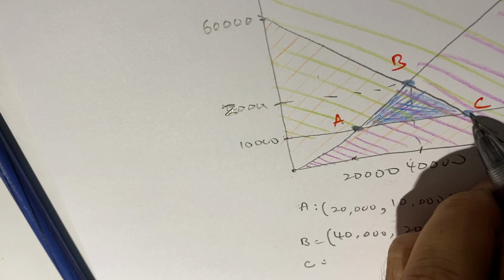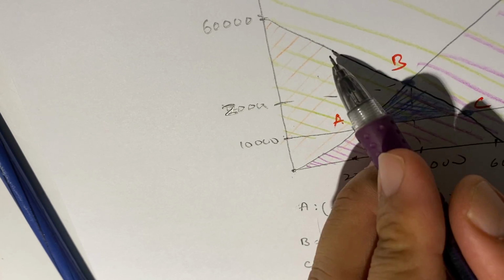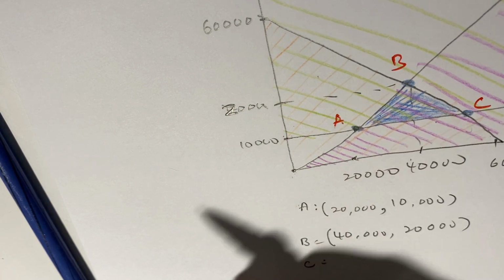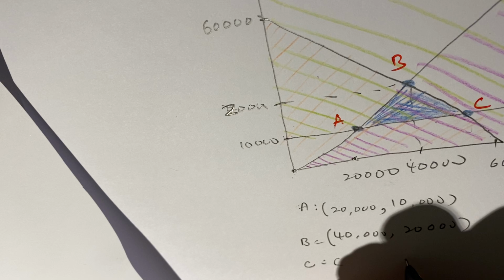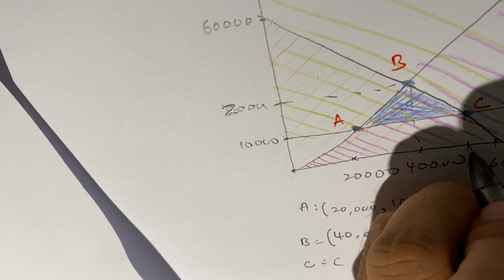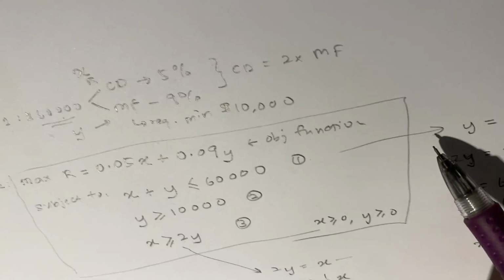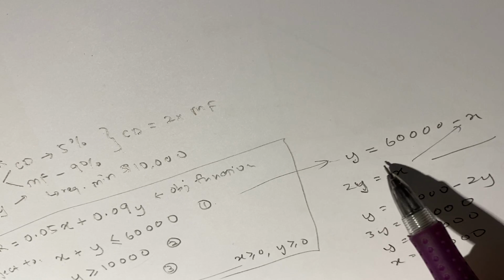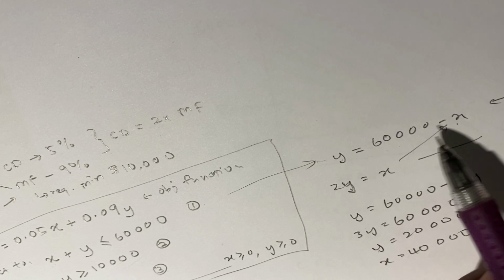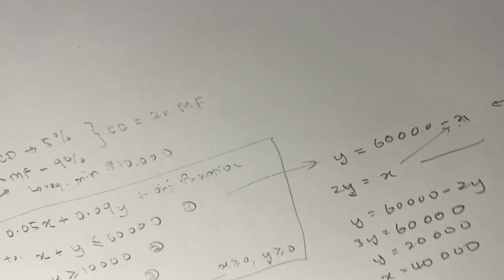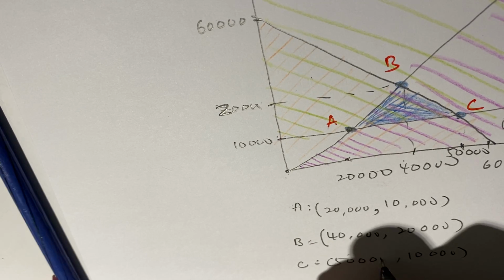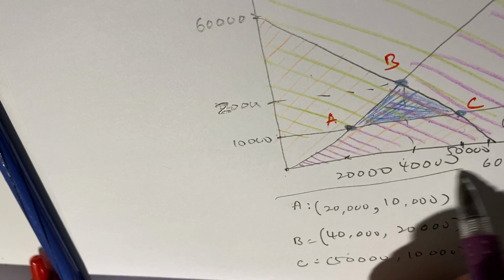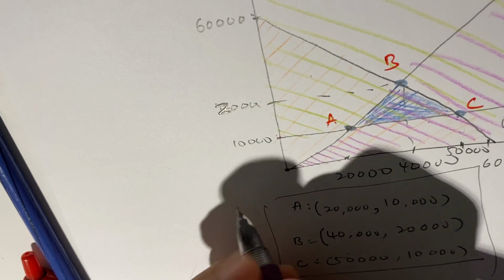What about C? C would be the intersection between line 1 and line 2. So we know y is 10,000. What is the value of x? When y is 10,000, x would be 50,000, right? 60,000 minus 50,000 gives us 10,000. So this is 50,000. Now we have our three corner points.